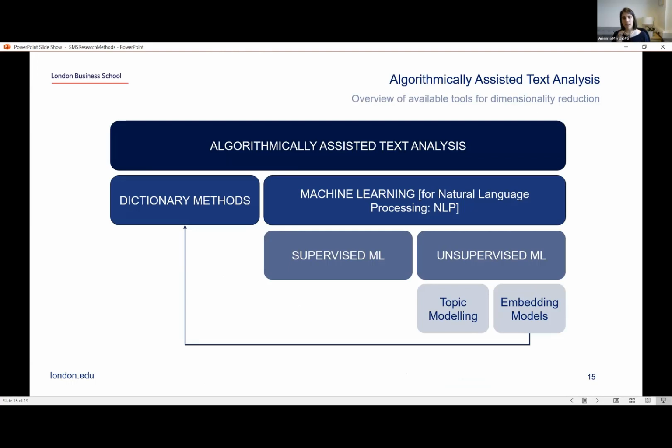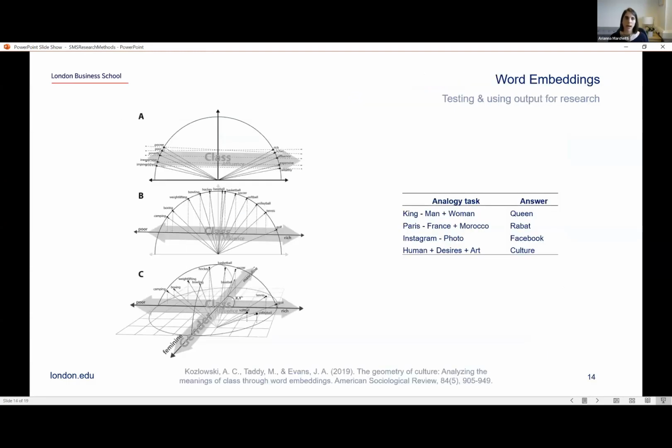As I said, embedding models have been used more and more to enhance dictionary methods. The idea is that if we go back to this representation, imagine that you have created your initial seed words. You would represent your seed words in the embedding space, and then you would take all the other words that appear in a cloud that is proximate to your seed word, so that you have more context dependence and also less subjectivity in the generation of the dictionary.